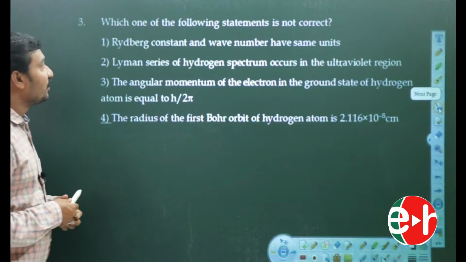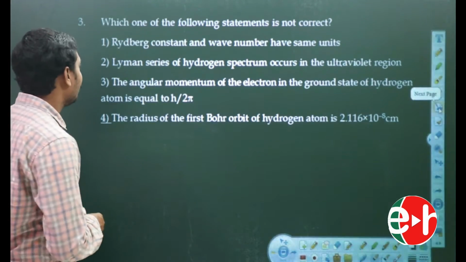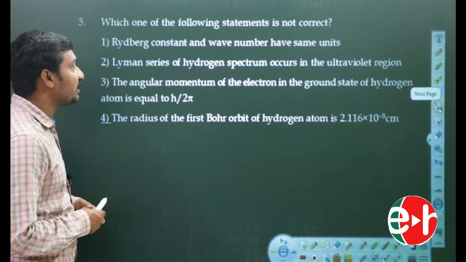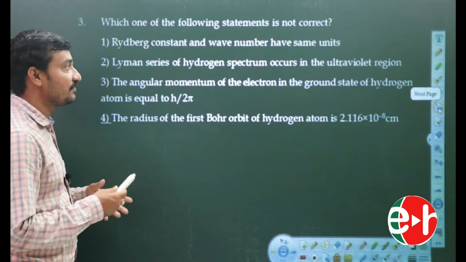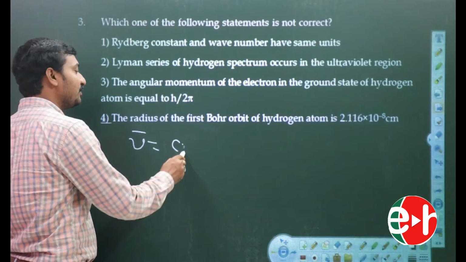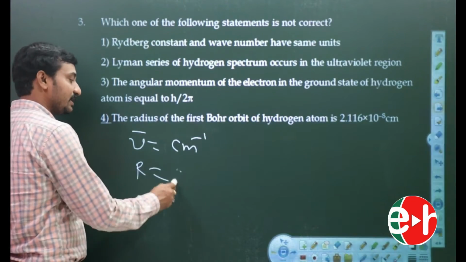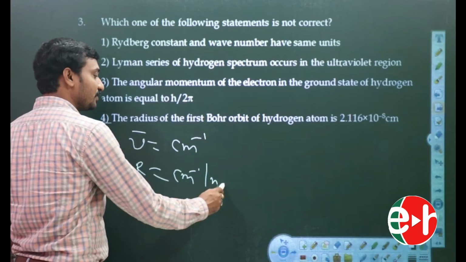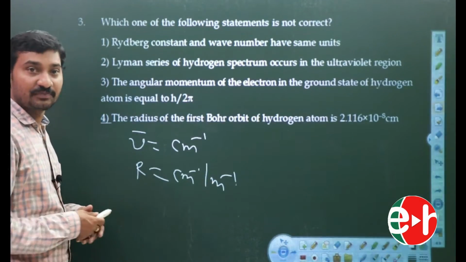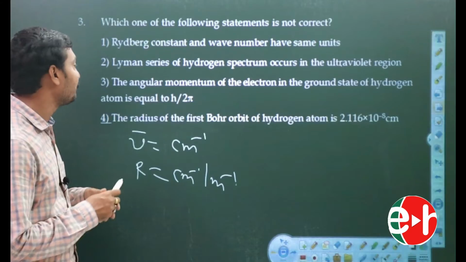See this: which one of the following statements is not correct? First one, Rydberg constant and wave number have the same units. Wave number nu bar has units centimeter inverse or meter inverse. Rydberg constant R is again centimeter inverse or meter inverse. So both have the same units. So the first statement is correct, but we are asked for the wrong statement.